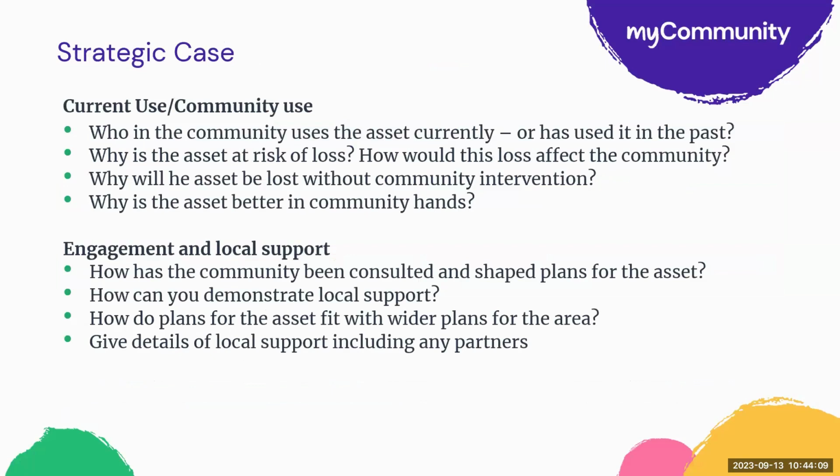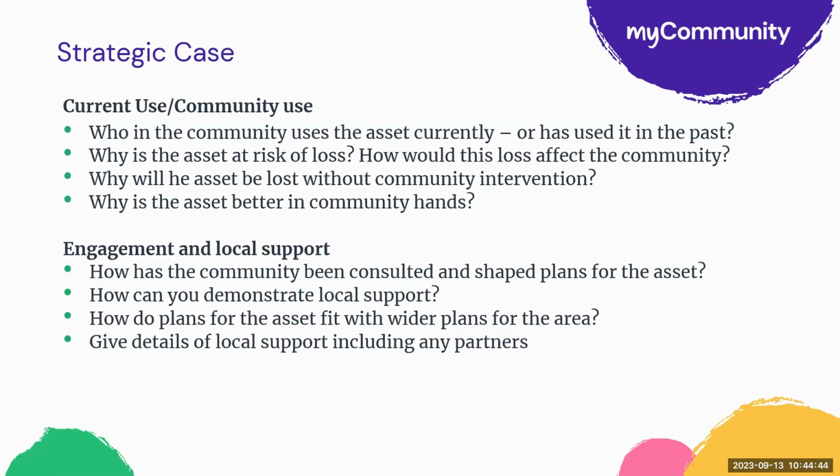So this strategic case is really about explaining the risk and what will be lost and the benefits of saving it. So under current and community use, it's thinking about and explaining who in the community currently uses the asset or has used it in the past. Why is the asset at risk of loss, and how would this loss affect the community? Why will the asset be lost without this COF community intervention? And why is the asset better in community hands? What's the added value of being a community asset?